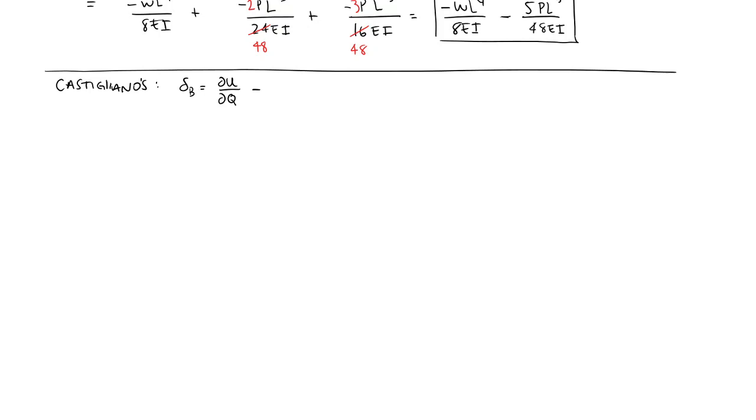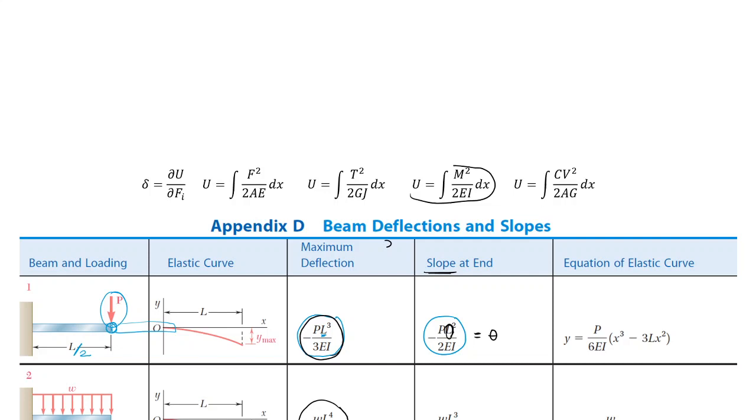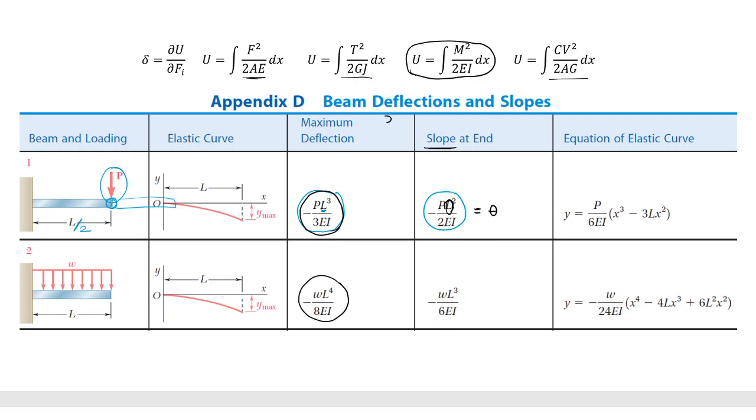And so this is going to be equal to the partial derivative with respect to Q of the strain energy, and this deflection is going to be caused by the bending. So the energy that I'm interested in is the one from the bending, right? I'm not going to include tension or compression because there's no tension or compression. There's no torsion, and there is a transverse shear, but we saw in class several times that that is almost negligible. Actually, that isn't even included in this comparison that I'm doing, only looking at deflection due to the bending.